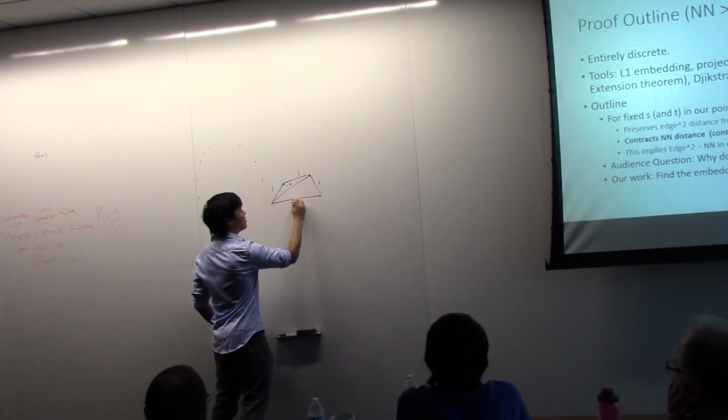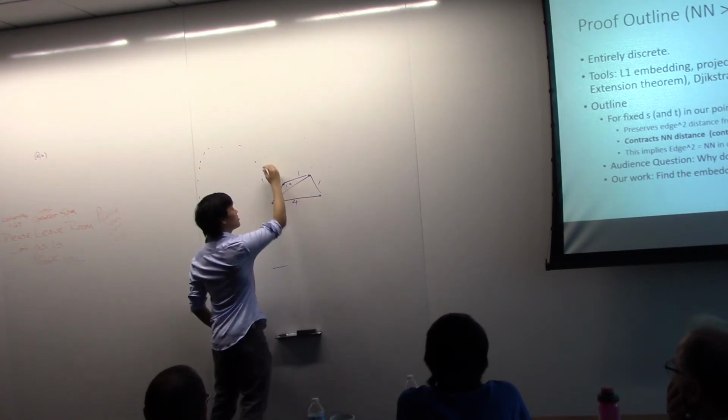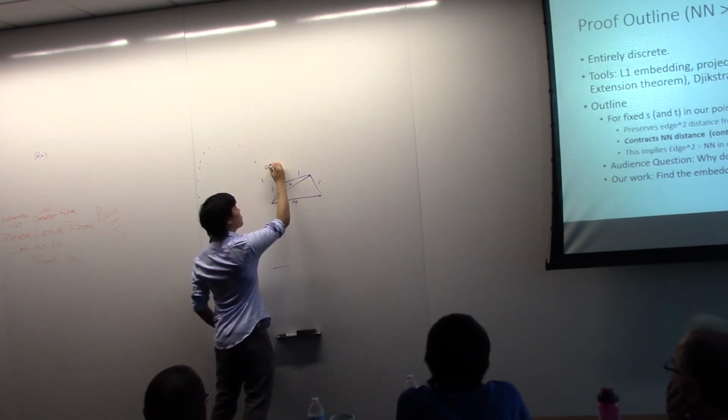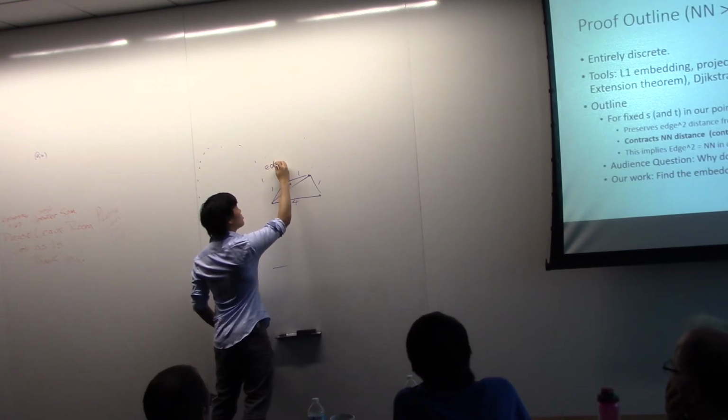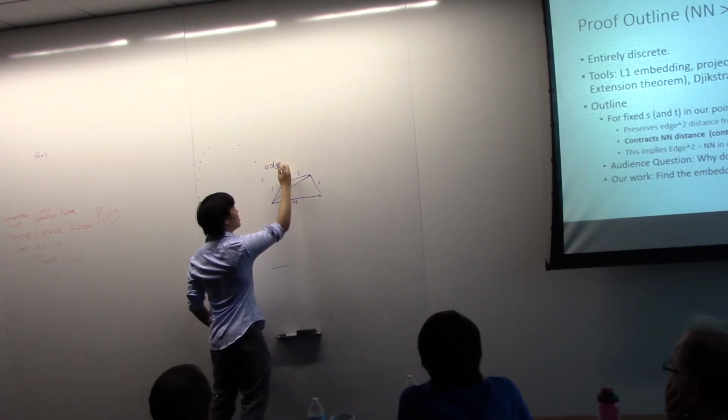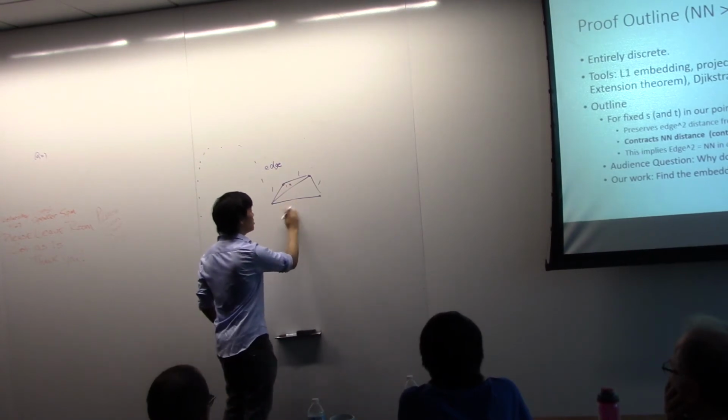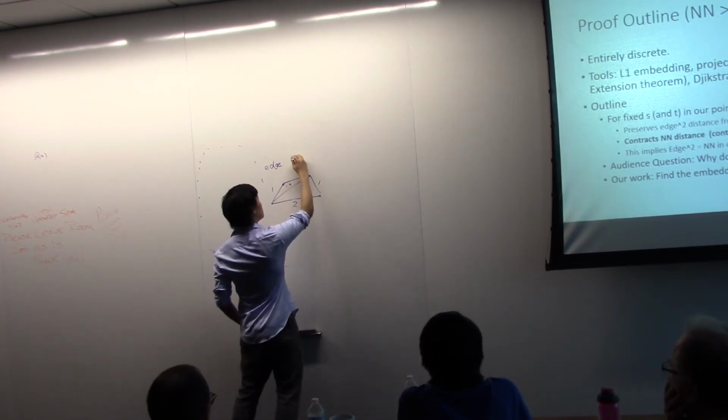These are edge squared distances. Oh, sorry. Actually, the property: like squared Euclidean distance, what would that be? Let's say this is our edge distances.